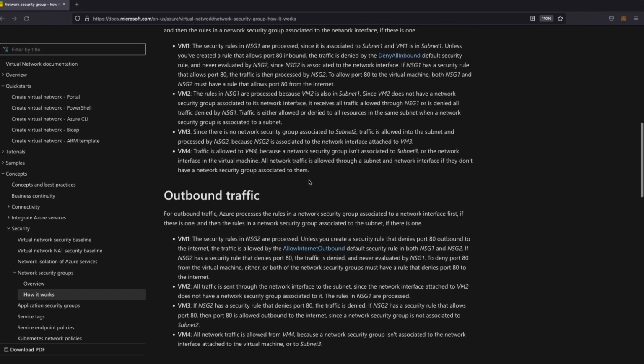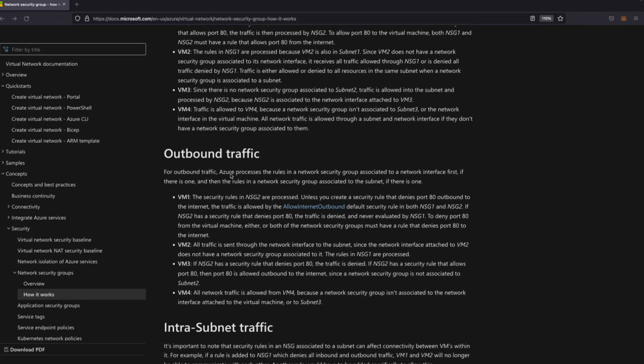For outbound traffic, the rules are processed the other way around. So the NSG associated with the network interface is processed first, and then the one associated with the subnet level.